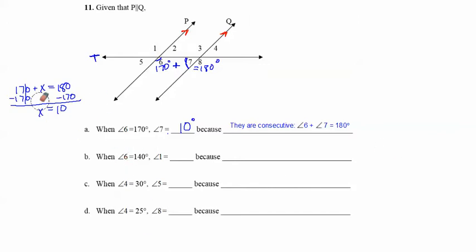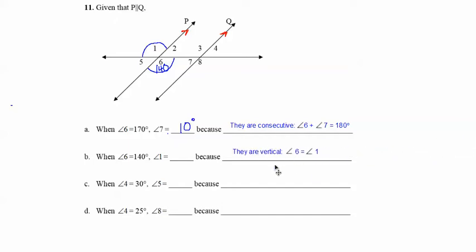Now they're asking us to reset the problem, so we erase this. And they're saying now, when measure of angle 6 is 140, so now this is 140, what would be the measure of angle 1? Well, we need to think about the relation between angle 1 and angle 6. And those look to me like vertical angles. Vertical angles, we should know that they are congruent. So write this here. They are vertical. 6 should be equal to 1. Therefore, pretty straightforward to know that angle 1 should also be 140 degrees.